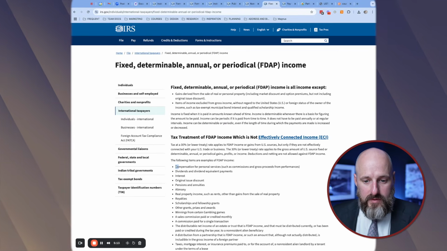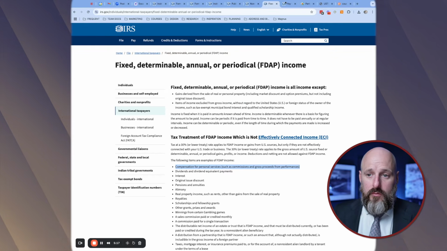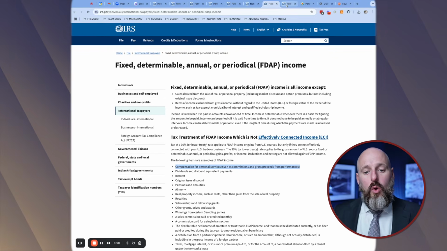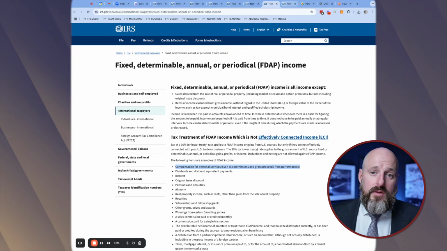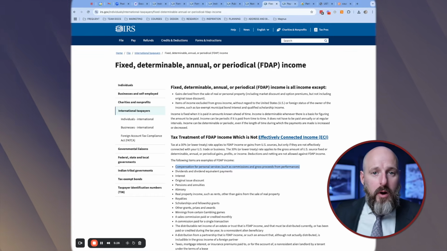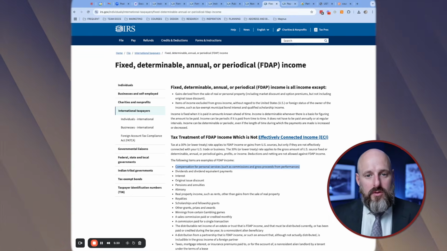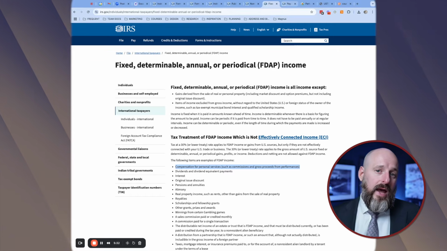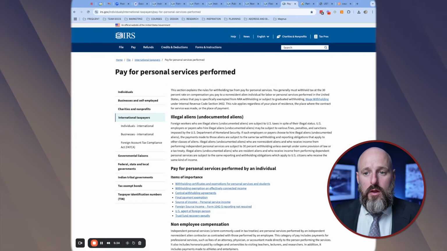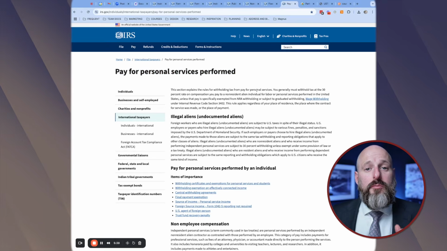So compensation for personal services, which is what I'm paying Pablo for his marketing, I would only withhold taxes if he's doing those services in the U.S. So if you fly Pablo in to film a marketing campaign, you should withhold taxes on the amount. There are some exceptions, but you should withhold taxes on that, and that's when a W-8 is most important.